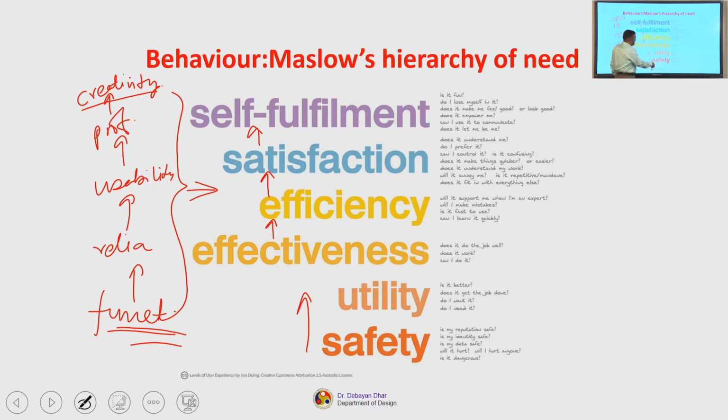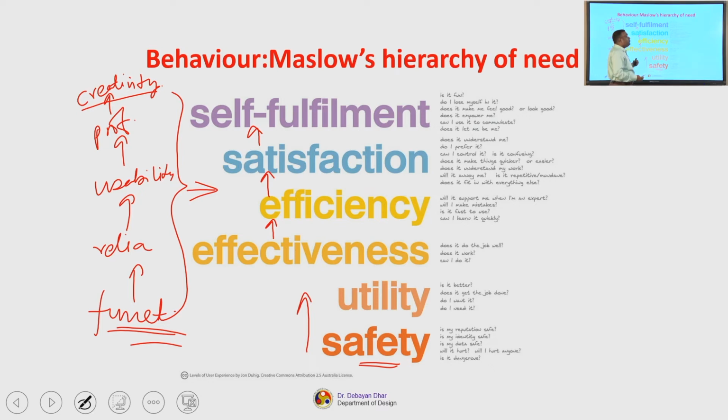Here the first is safety, and safety is related to the functions, to the activities being performed. So, is my reputation safe? Is my identity safe? Is my data safe? Will it hurt? Will I hurt anyone? Is it dangerous? These are all related to the safety aspect. Then comes utility. We have already discussed when a product is considered a utility product. Is it better? Does it get the job done? Do I want it? Do I need it?